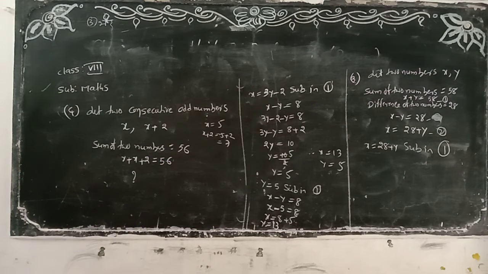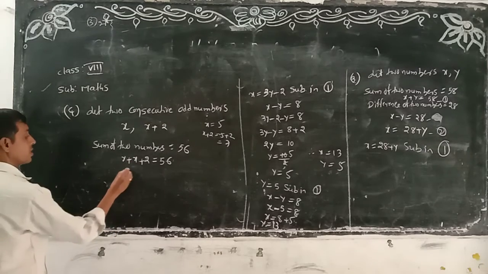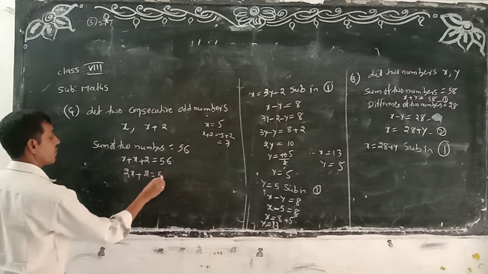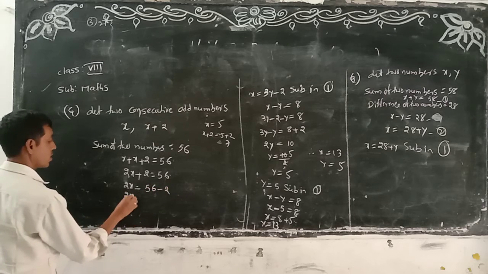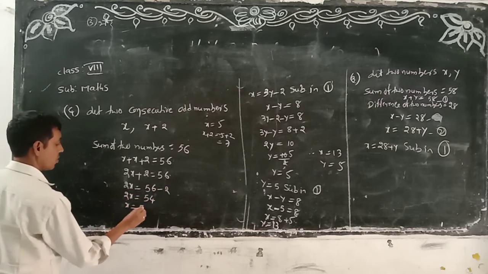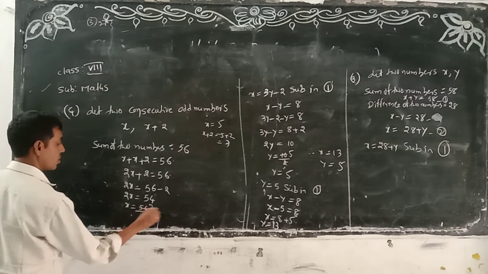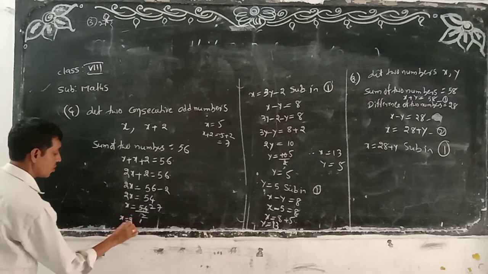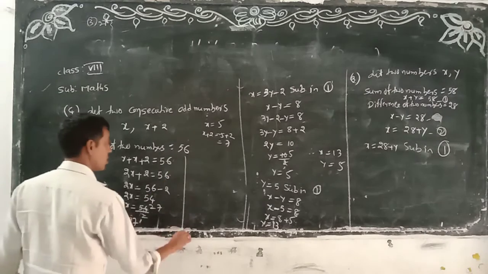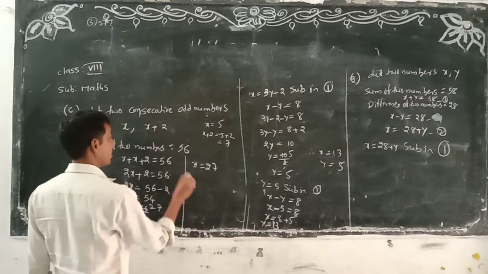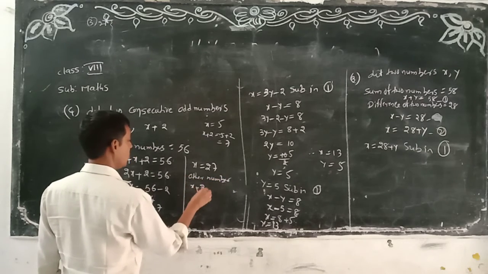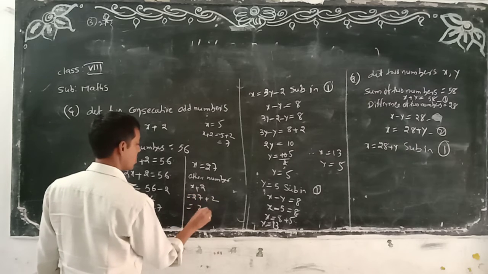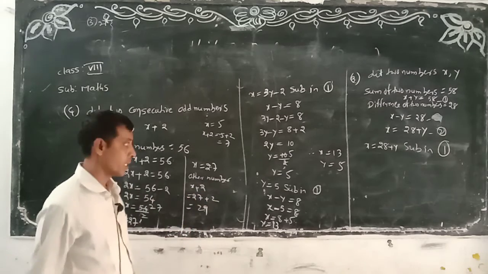Shall I say the whole problem? 2x plus 2 is equal to 56. 2x is equal to 56 minus 2. 2x is equal to 54. x is equal to 54 by 2. x is equal to 27. 27 is an odd number only. So I got x is equal to 27. The other number, x plus 2, that is 27 plus 2, is 29. Both are odd numbers now. This is the problem.